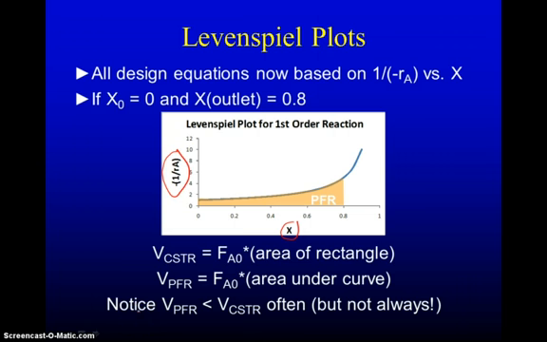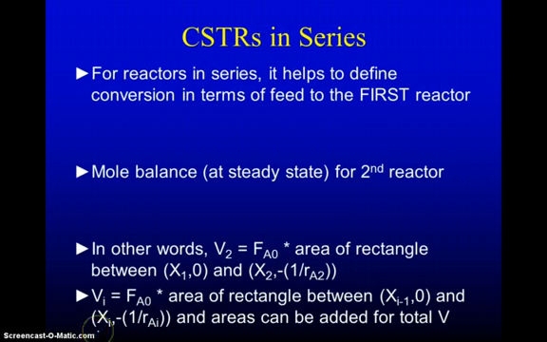Notice in this case that the volume required for a plug flow reactor is less than that for a CSTR, and this is true as long as, well, it's not just that the curvature is positive, but the rate of consumption, or 1 over the rate of consumption, is always increasing as conversion increases. That doesn't have to be the case, by the way.